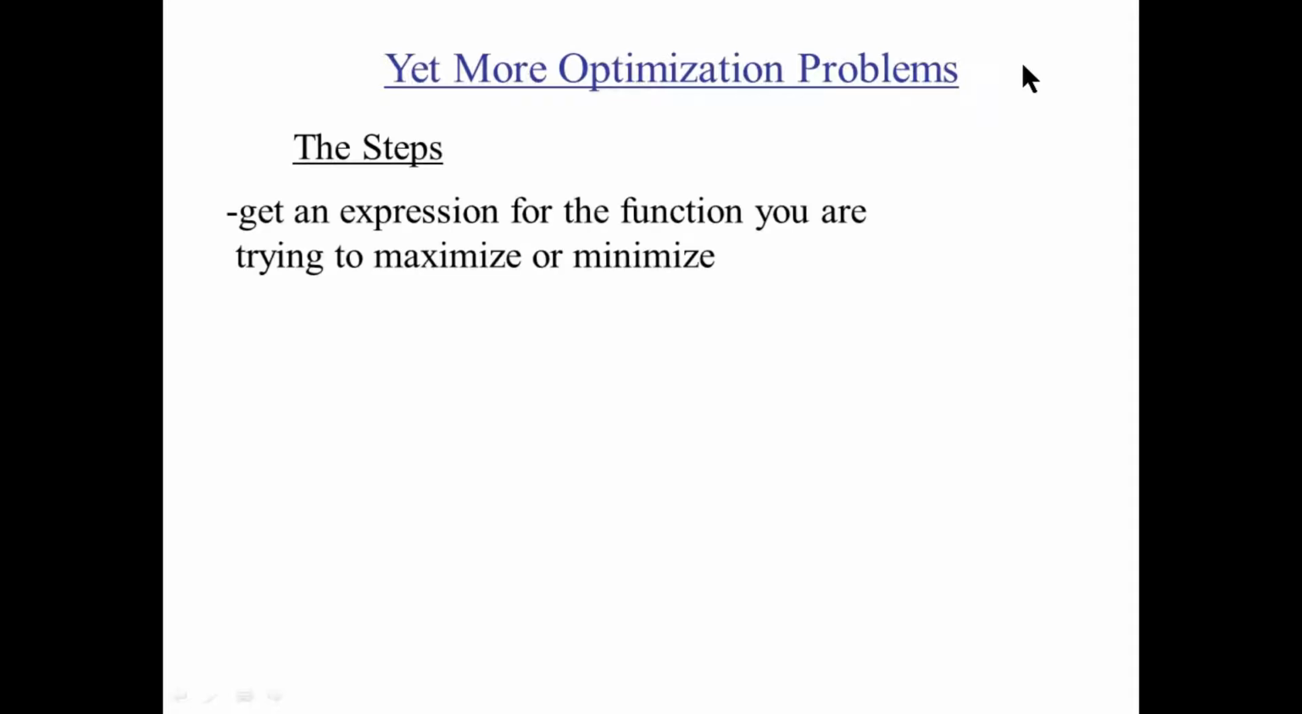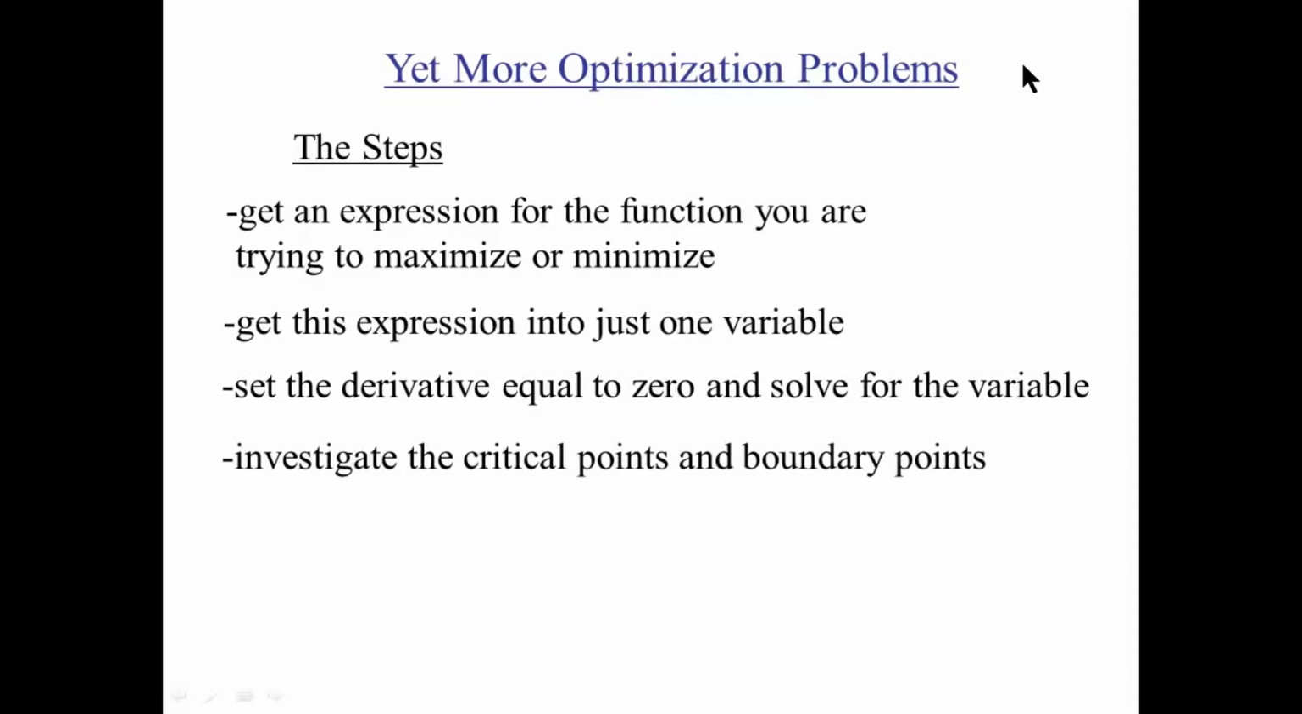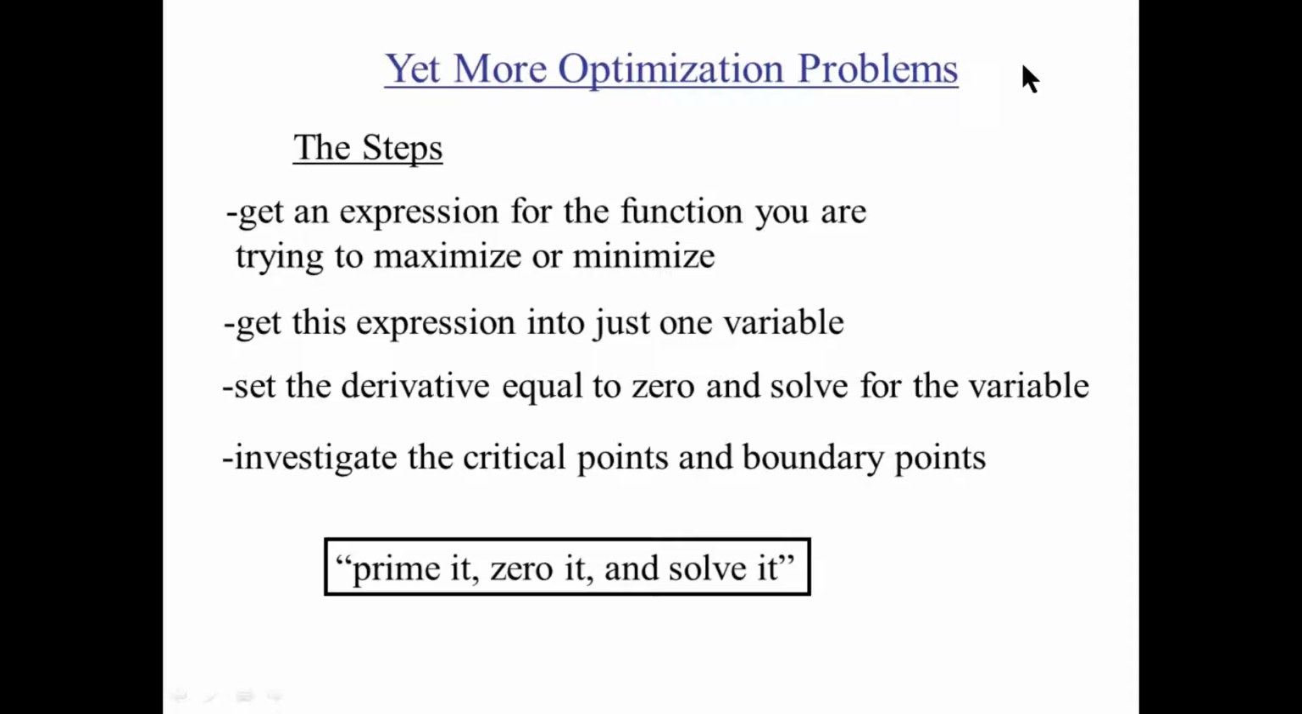Yet more optimization problems. Let's review the steps. Get an expression for the function you're trying to maximize or minimize and get it into just one variable. Set the derivative equal to 0 and solve for the variable. Investigate the critical points and the boundary points. Now the boundary points are sometimes not necessary to evaluate in word problems, and sometimes they are. You have to use your judgment on that. Prime it, zero it, and solve it is a policy to follow.